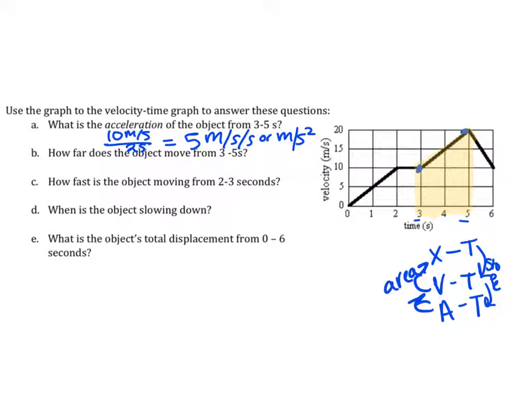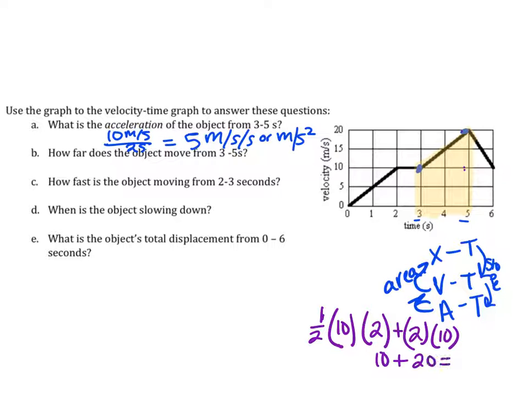For this, we are going to do 1/2 times the height of our triangle, which is 10 because it goes from 10 up to 20, times 2 seconds wide. Then we're going to add the area of the rectangle, which is 2 seconds wide times its height of 10 because it goes from 0 up to 10. We get an answer of 10 for the first half and then 20 for the second. Add them together and you get an area of 30 meters.